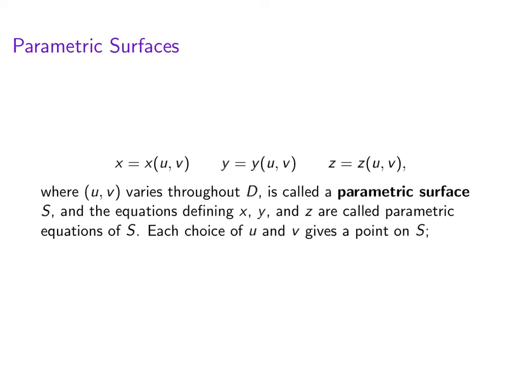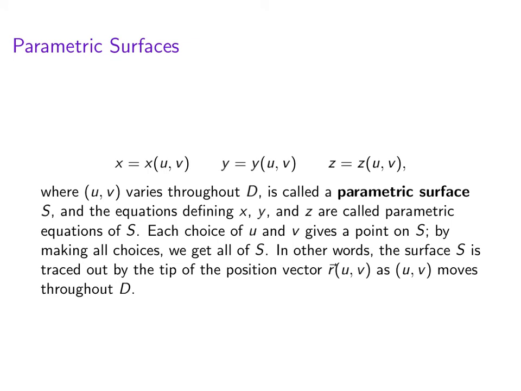Every time we pick a point u v, it gives us a point on the surface. If we make all possible choices, then we get all of S. Another way of thinking about this is that the surface S is traced out by the tip of the position vector r of u v as u v moves throughout D.